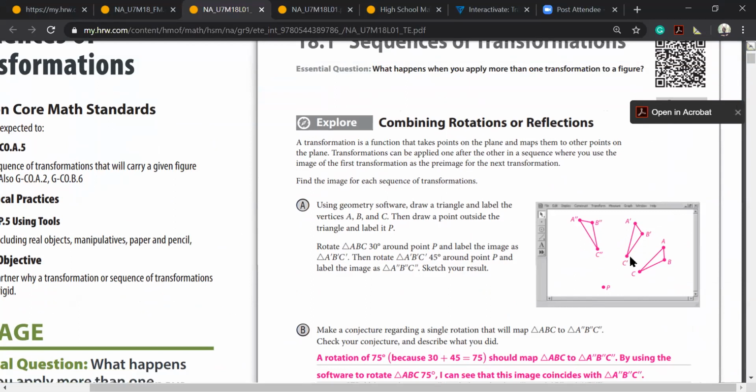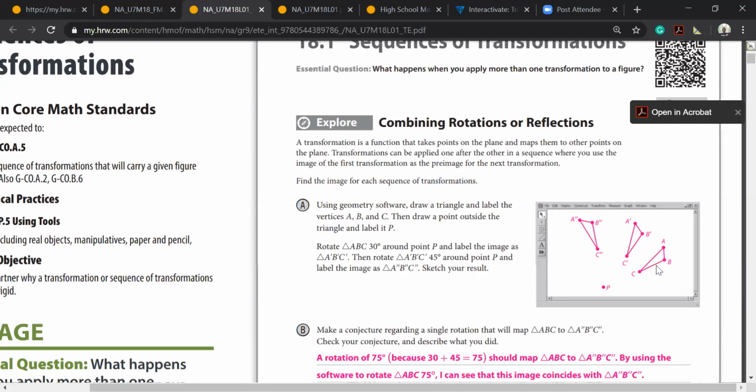So as we did, I brought my protractor. I drew a line in here. I put the center on the center. I measured 30 degrees and found C prime. In the same way, I found B prime. In the same way, I found A prime. And then I closed my triangle A prime, B prime, C prime.